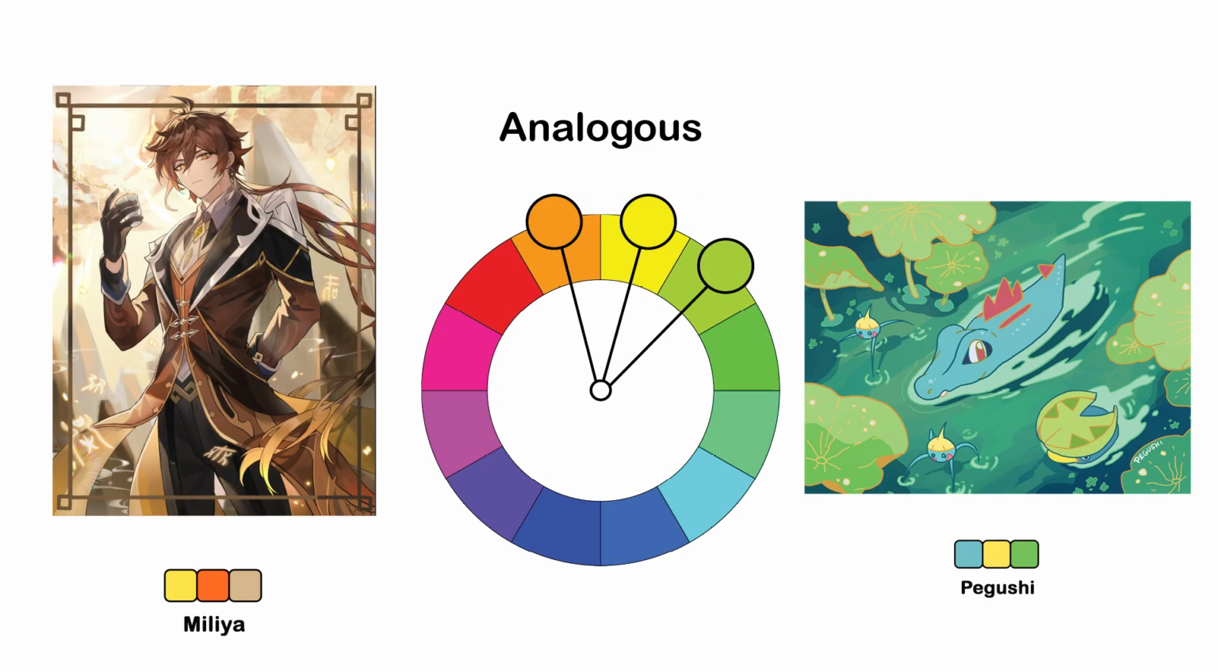The first one we'll go over is the analogous color harmony. Analogous colors are right next to each other. This is a good choice for a more calm palette. There's a little bit of variety, but the colors still feel pretty subdued. This palette is a great choice for a softer, calmer feel, and it pairs very well with pastel colors.